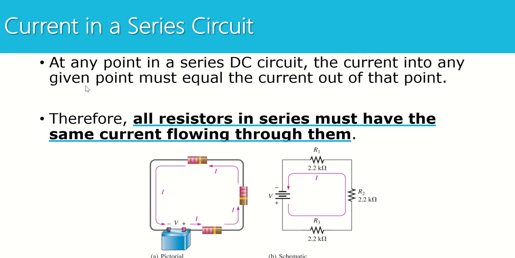At any point in a series DC circuit, the current into any given point must equal the current out of that point. Therefore, once again, all resistors in series must have the same current flowing through them. I'm repeating this several times because it's an important relationship that we have to remember about resistors in series. Resistors in series must have the same current flowing through them.